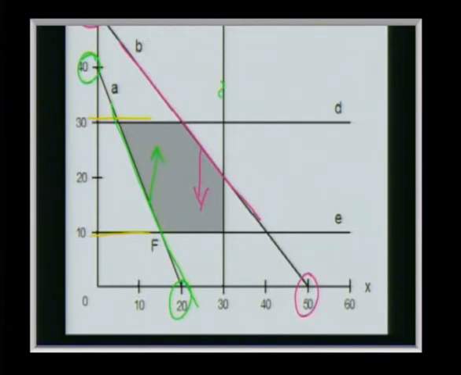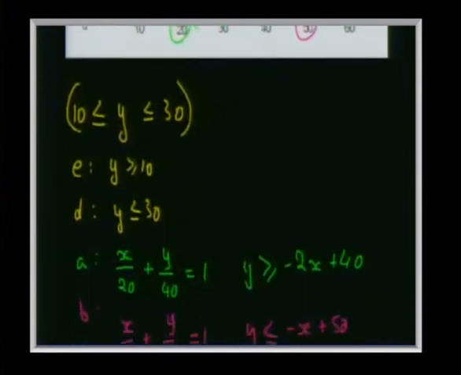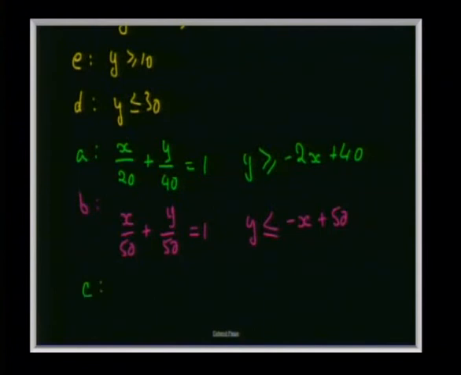I'll go back to green. It's that vertical line there, so it's an x equals line. It's smaller than the line, so we want the x's smaller than the line, and the line is 30. So line C, x will have to be less than or equal to 30. There are our constraints. Easy, isn't it?